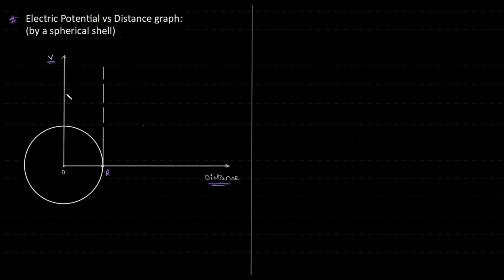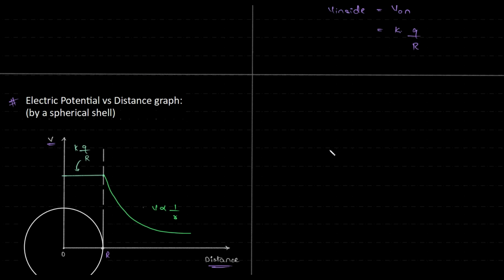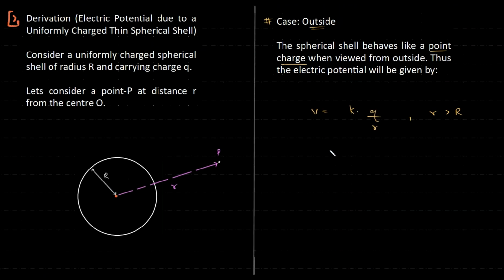Now, if this height is kQ/R, then all of this space has to be at the same potential, kQ/R. And after that, what will happen? It will reduce at the rate of 1/r, something like this. So here it is 1/r. Does it make sense? So that's the potential versus distance graph. Now pause and have a look.